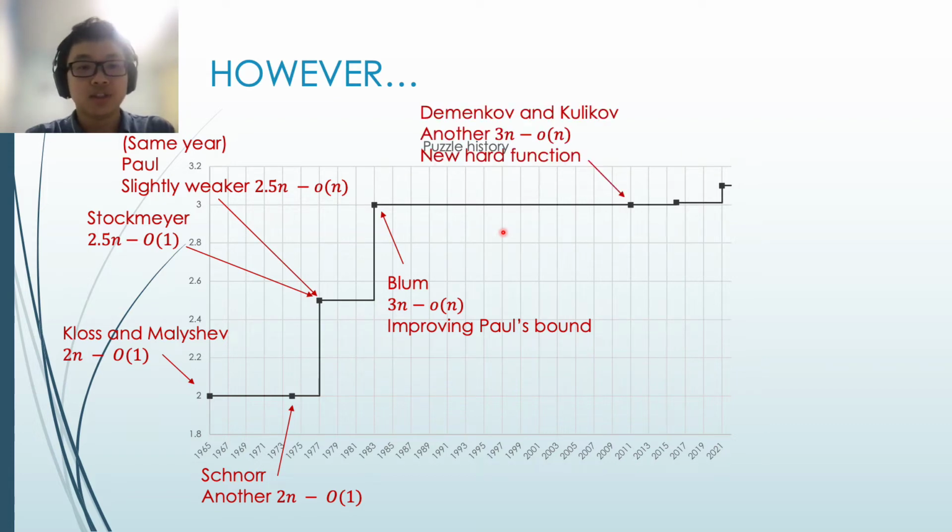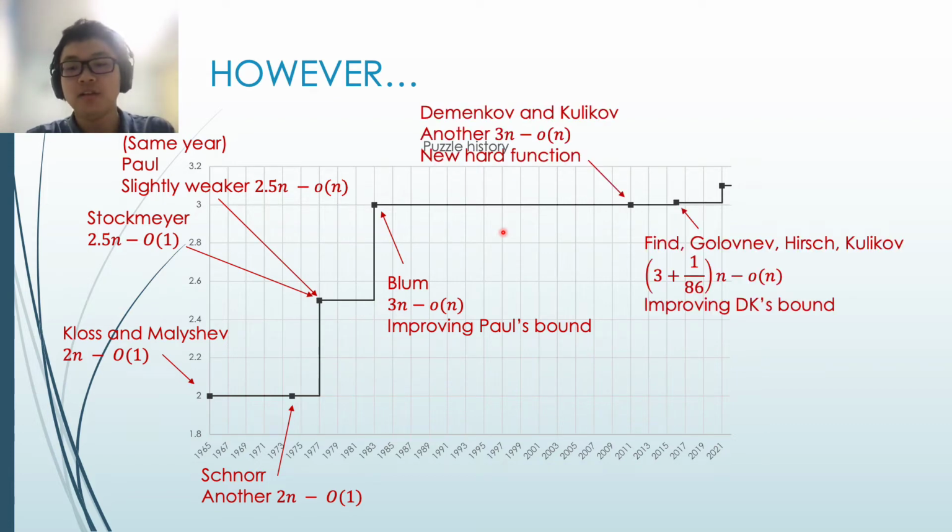It was not until 2016 when Find, Golovnev, Hirsch, and Kulikov proved a (3 + 1/86)n minus little n lower bound, following another 3n proof in 2011 for a new hard function. This is a breakthrough in this line of work.